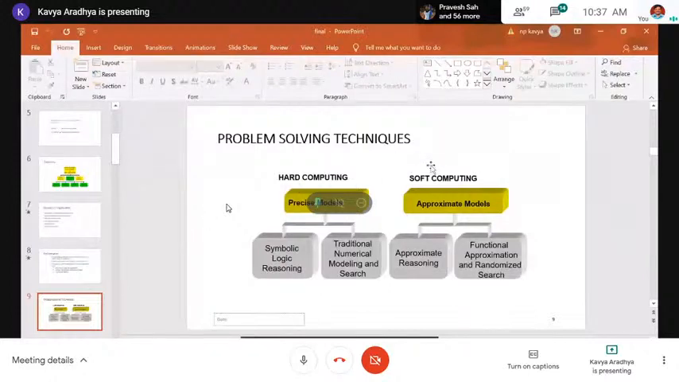So normally, for problem solving techniques, we have two types. We call them hard computing and soft computing. We have different types of models here: precise models and approximate models. In precise models, we have symbolic logical reasoning and traditional numerical modeling and search. In approximate models, we have approximate reasoning and functional approximation using randomization search. So these are the two computing methods, and that's how ML comes into the picture.